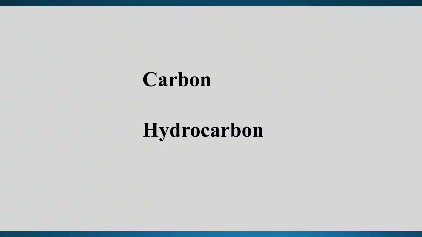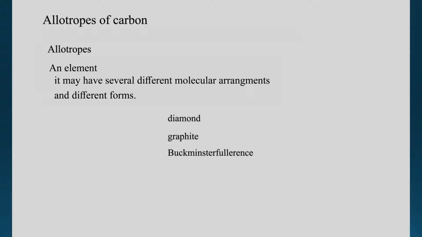Carbon, hydrocarbon. The allotrope of carbon. Students, let's explain the word allotrope. What is meant by allotrope? Allotrope means that an element can have several different molecular arrangements and different forms of structure.